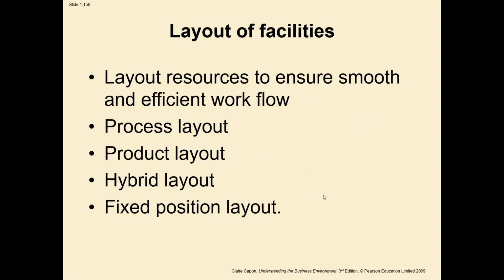Okay, in laying out your facilities, you need to look at the most effective, smooth, and efficient workflows. So for example, how you lay out your process, step by step: process layout, product layout, a hybrid layout, a fixed position layout. Process layout is like a production line going from A to B. Product layout is where you put the product at the center and show how to make it. Hybrid is a cross between these, and fixed position is where a structure is actually laid out.